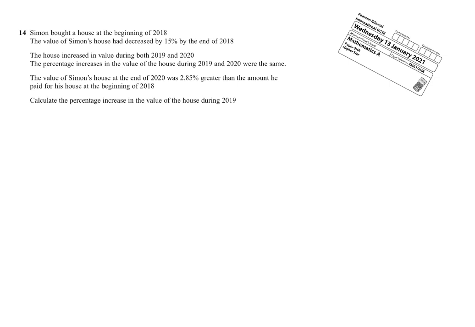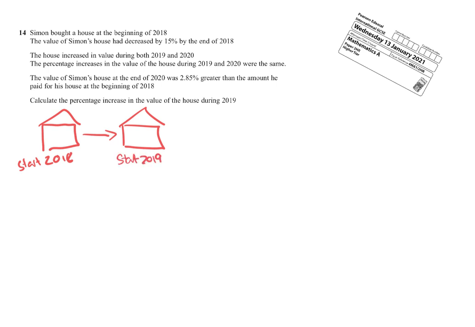So we have a house that is bought in 2018, so let's just draw a little house. This is 2018, and all of these times are the start of the year. So this is the start of 2018. And by the start of the following year, so after 12 months, so now we have the start of 2019, the house has lost 15% of its value.